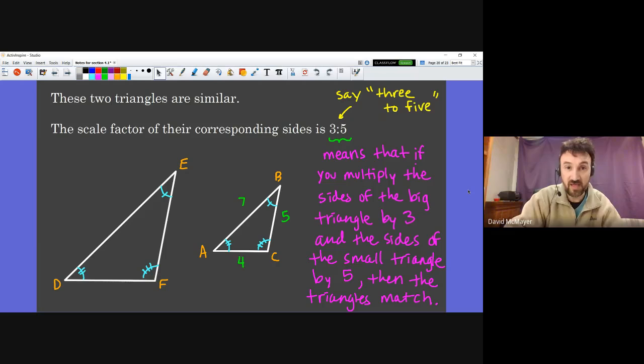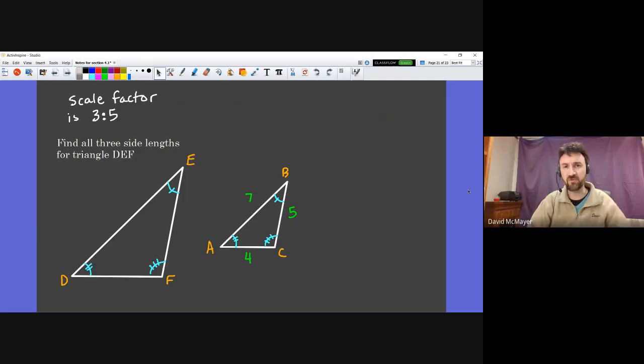We're going to try and use that scale factor to really answer this question. What are the 3 side lengths of that triangle? So here's our example. You've got the picture already drawn. We're going to find the side lengths for triangle DEF. So all I have to do here is match up some side lengths. This side length AB, which is 7, matches with the side length DE. And our scale factor is 3-to-5. So this is a big to small sort of comparison.